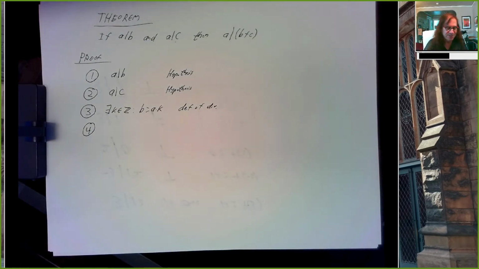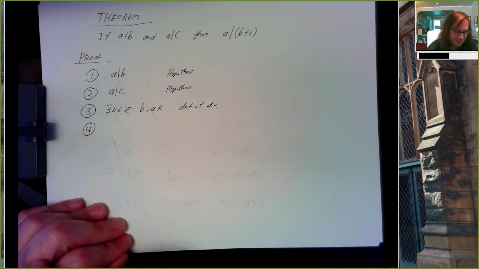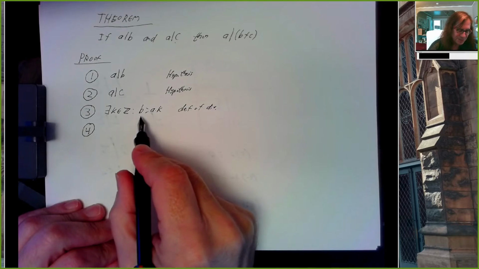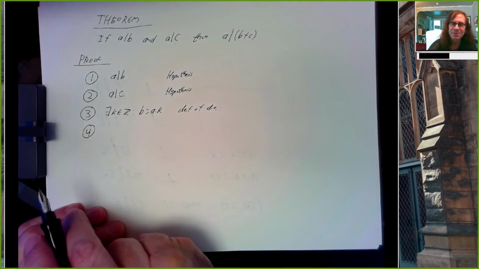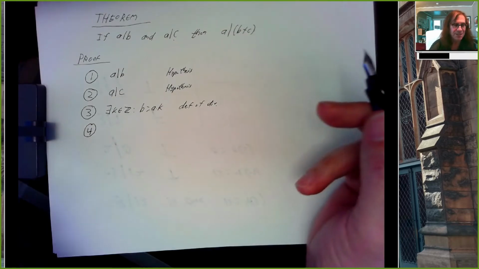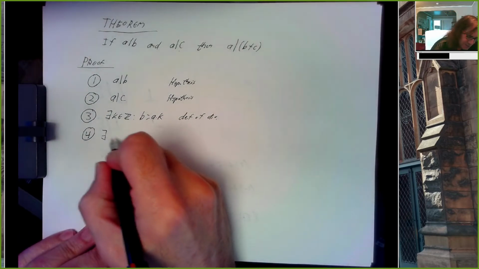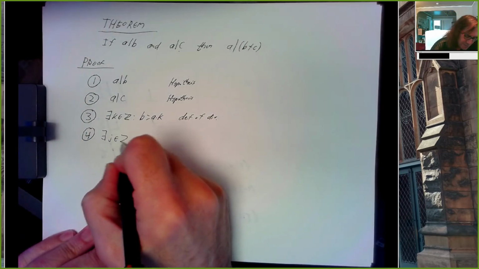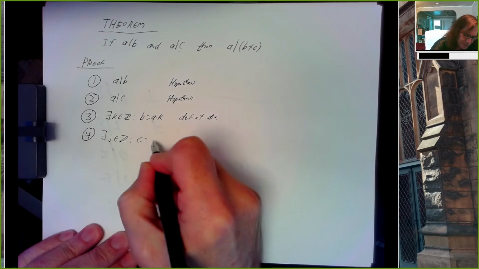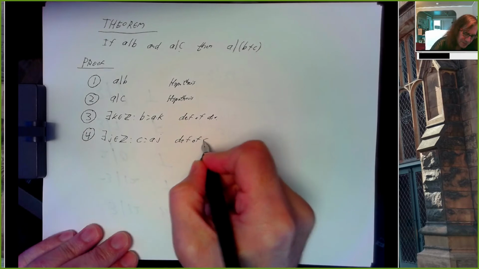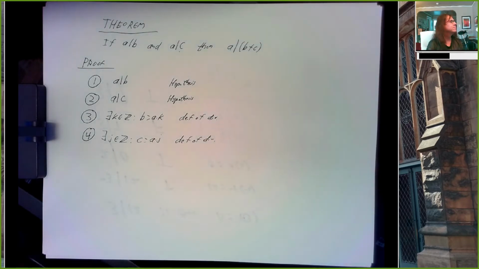Do the same thing. We know that a divides c, so there exists some integer such that c equals a times that integer. But I can't use k again. I'm going to have to pick a different integer. So I'm going to say there exists a j such that c equals a times j. That's the definition of divisibility.